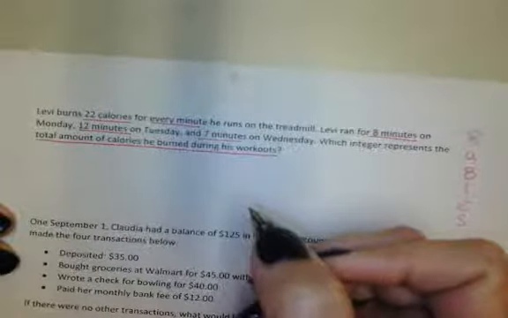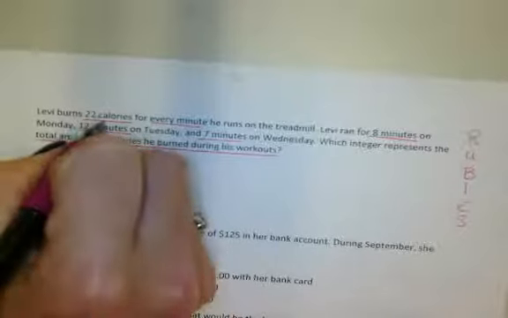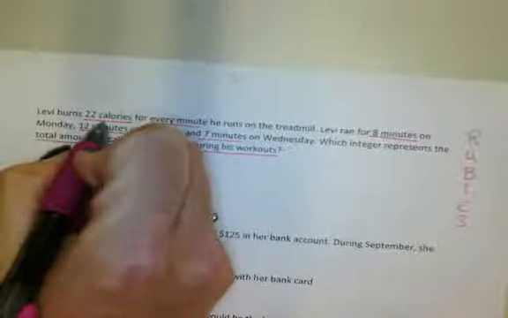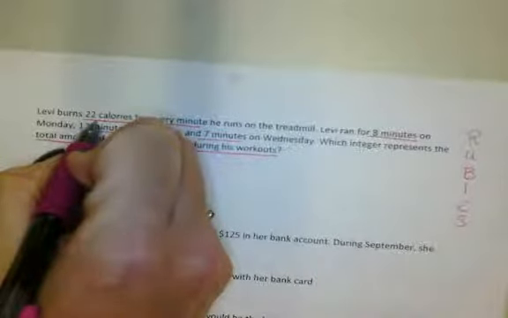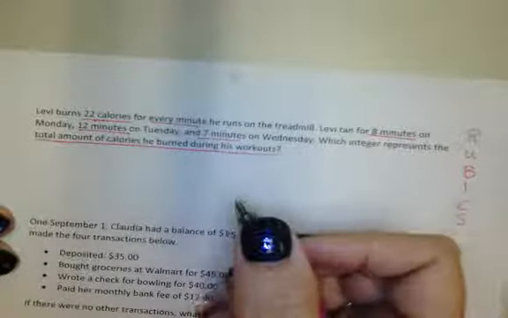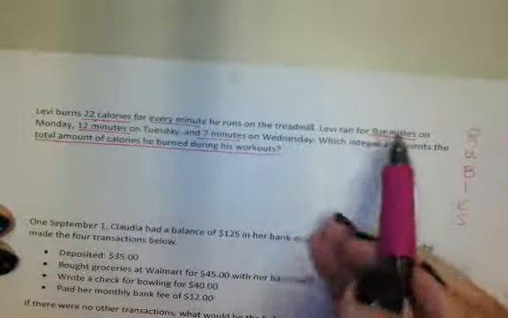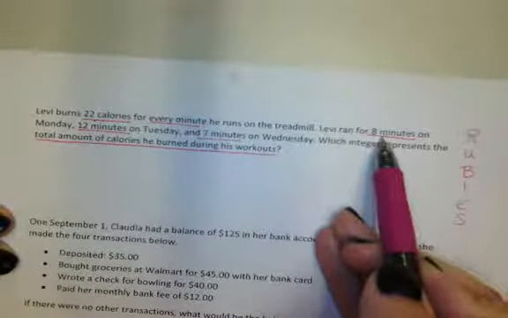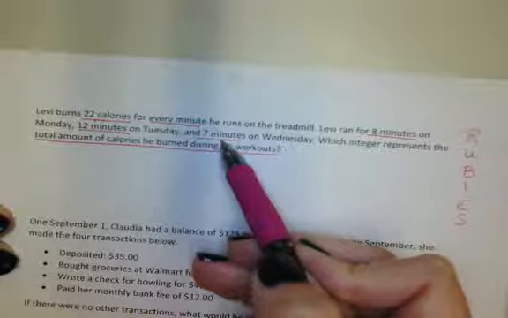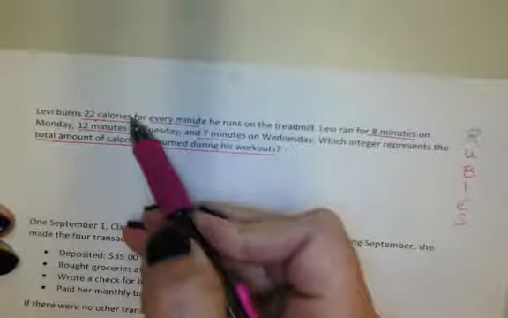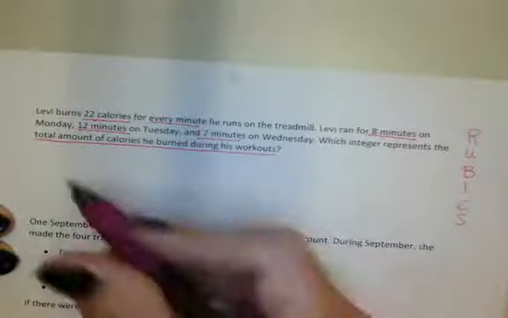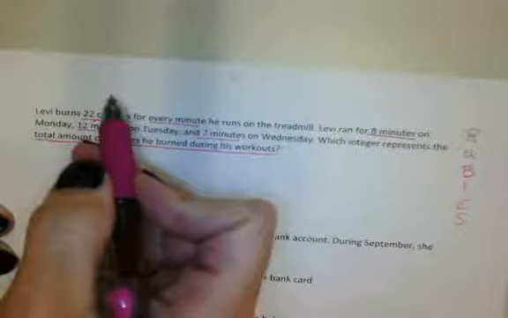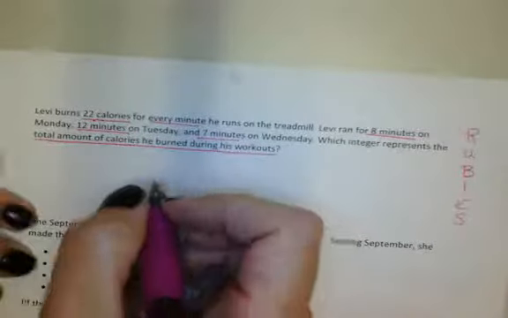First, we know that for every minute he gets 22 calories, so we need to multiply 22 by all of our minutes. There are several ways you can do this. You can add all your minutes together, 8, 12, and 7, and then multiply by 22, or you can multiply by each one. I prefer to add up the minutes first and then multiply, so that's what we're going to do.